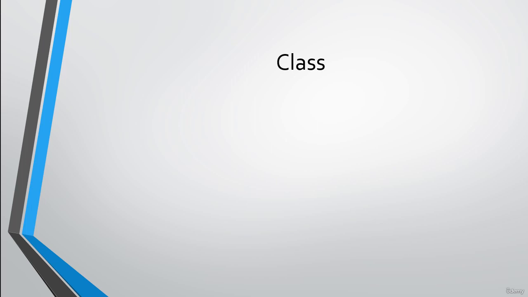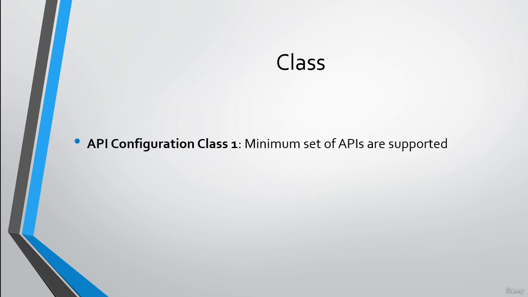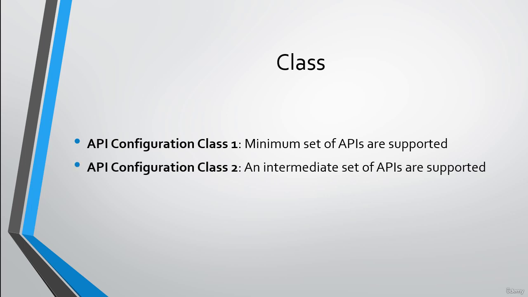The first is API configuration class 1, where there is a minimum set of API support. The second one is class 2, where an intermediate set of APIs is supported. And finally, we have API configuration class 3, where all APIs are supported. So that is basically what all the different configuration classes are about.